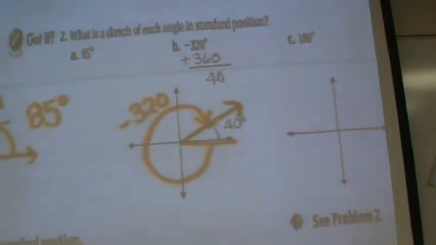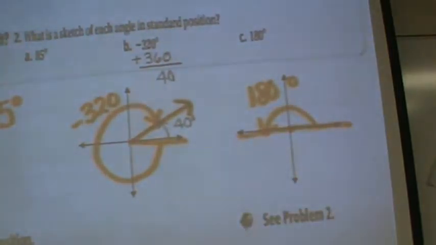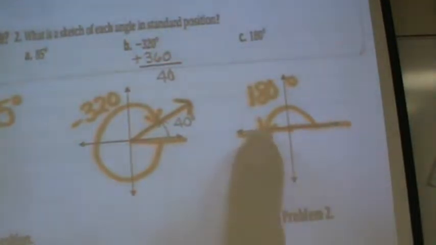How about 180? That's easy. That is 180. Easy, right? Now, if I would have gone the other way, I would have named that negative 180. So the direction that you're going matters: counterclockwise is a positive angle, clockwise is a negative angle.